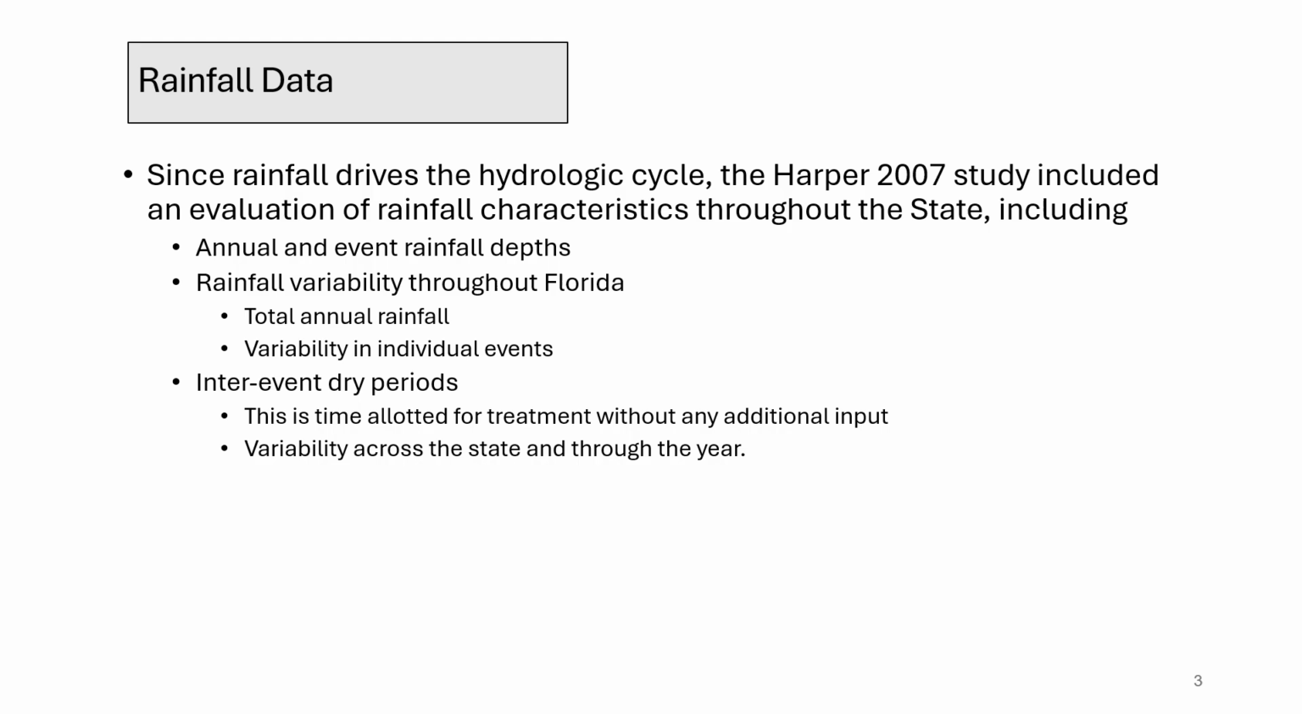A critical aspect of this evaluation involved understanding inter-event dry periods. This is a crucial concept because it represents the specific time allotted for treatment processes to occur without any additional rainfall input. For example, in the context of stormwater management, it's the time available for infiltration in retention basins. The longer this inter-event dry period, the more effectively a particular volume of runoff can be treated.